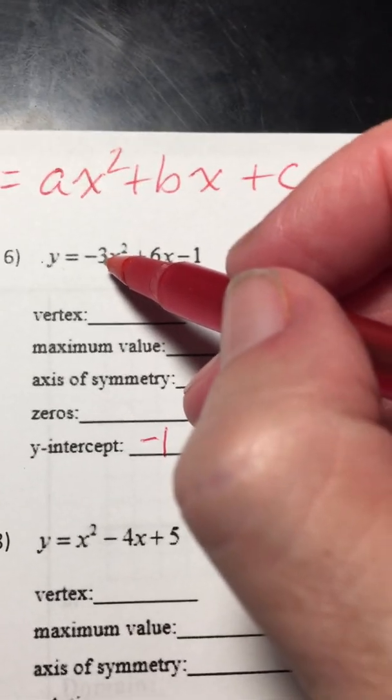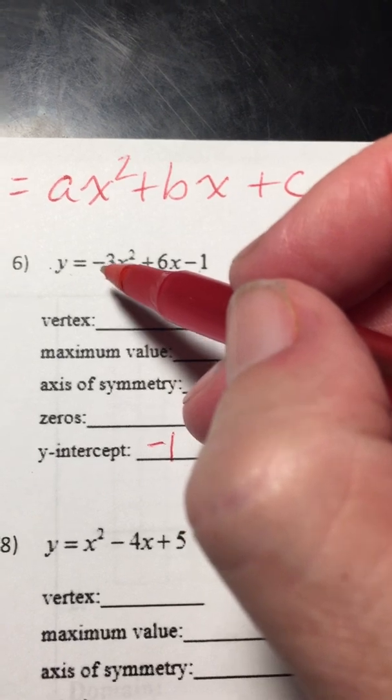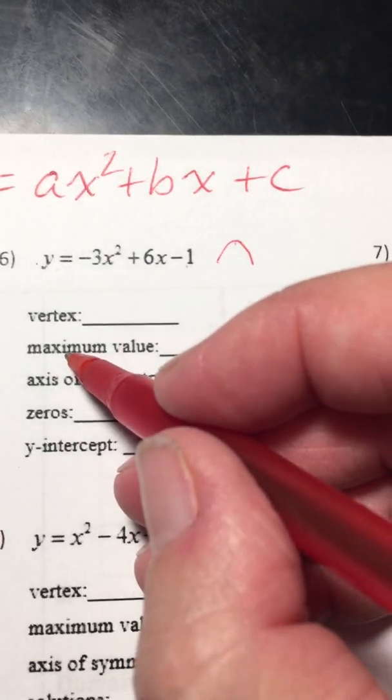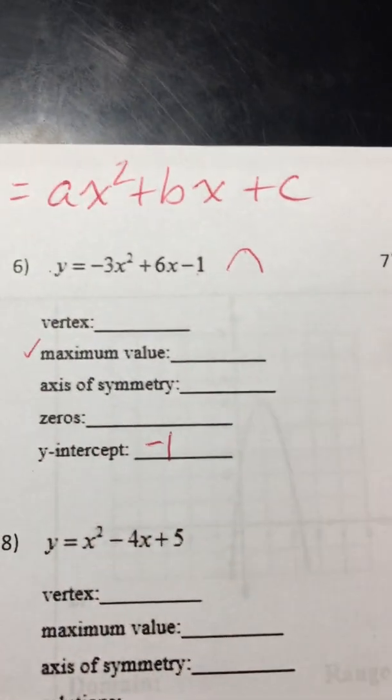Now, is it going to make a smiley face or a frowny face? This number in front of the x squared is negative. That's frowny. So it has a maximum. And so this is asking for maximum, so that is correct. It is a maximum, not a minimum.